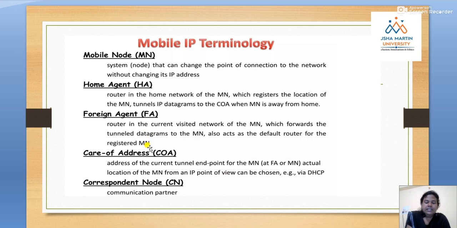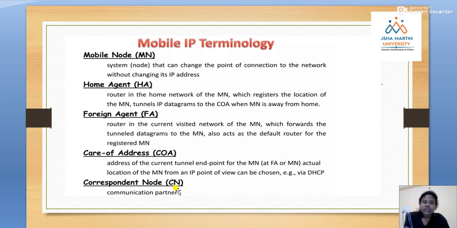Okay, and the next concept is COA. COA is a very important part of the foreign network, because the IP address remains the same, but with the help of the care-of address, COA, which holds the current location of the mobile node with respect to the IP. Okay, in terms of IP. So only the foreign agent holds the care-of address, not the home agent. Okay, so the care-of address is the address of the current tunnel endpoint of the mobile node.